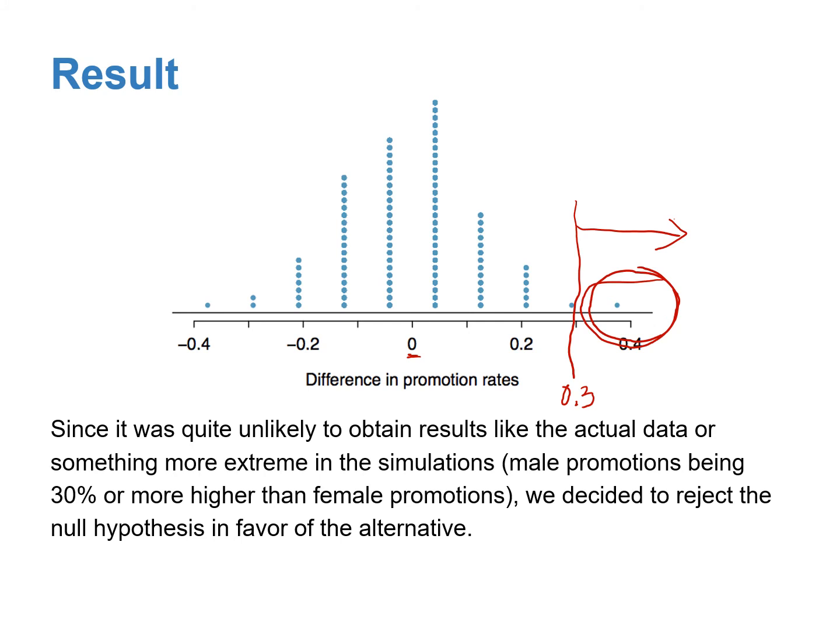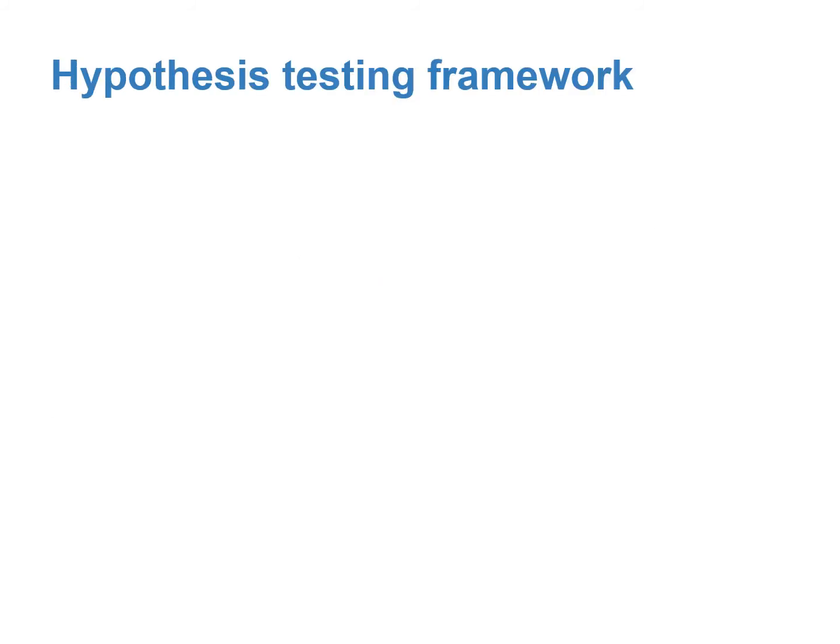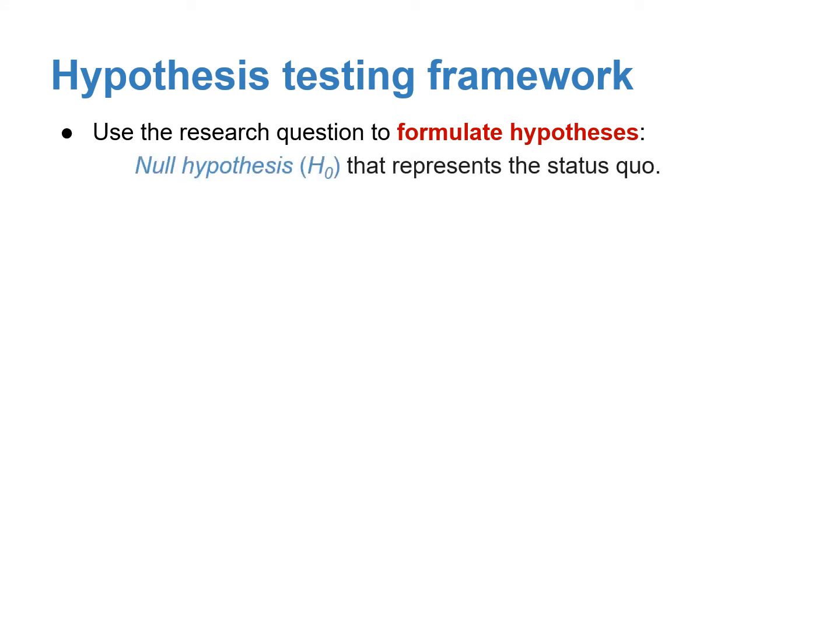This is the framework for hypothesis testing. So we're going to use this common hypothesis testing framework. We'll start by using the research question to formulate our hypotheses. The null hypothesis, which we denote H sub 0, represents the status quo. The alternative hypothesis is the one that we're trying to support, and we denote that one H sub A.